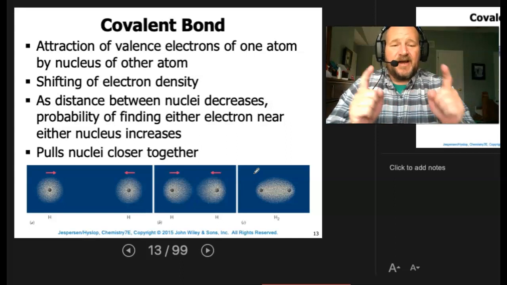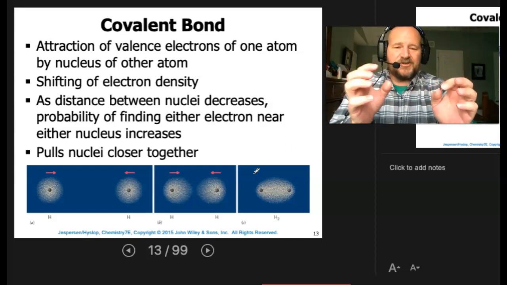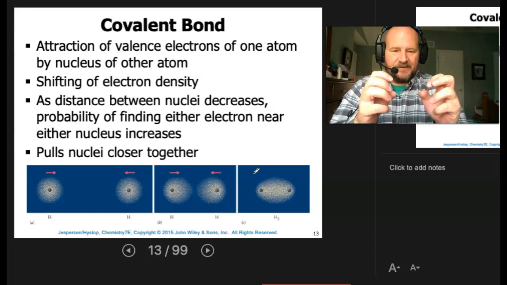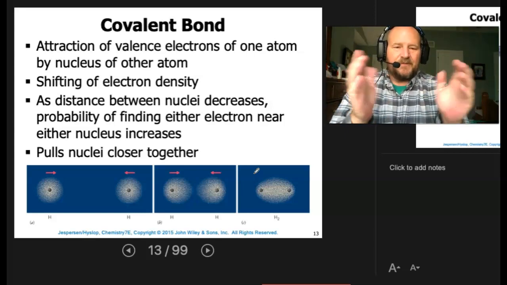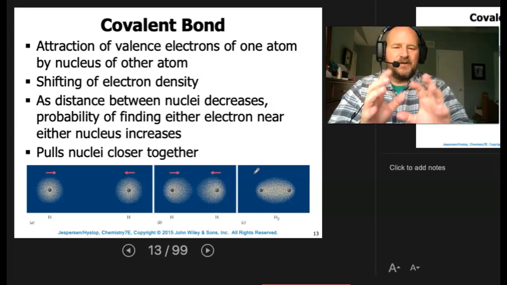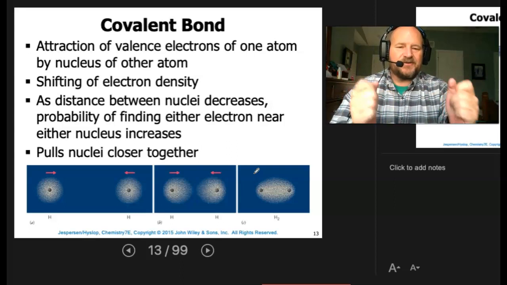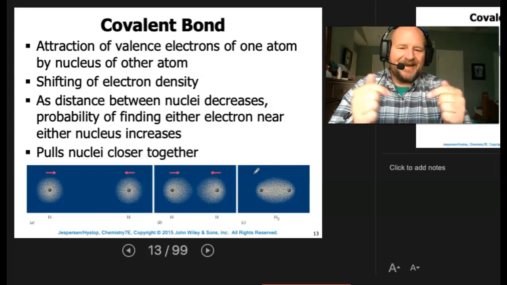Now remember, the 2 nuclei themselves would repel, right? Because I have a plus charge here, a plus charge here. As we pull them together, they repel each other. But we have that nice electron density in between the two that's going to keep those nuclei from actually repelling each other, because they're both going to be attracted to that negative center.